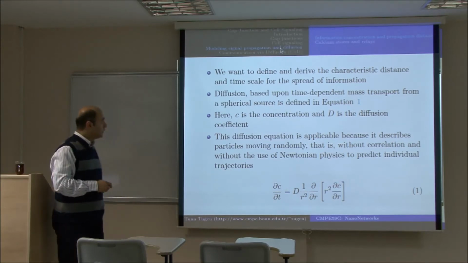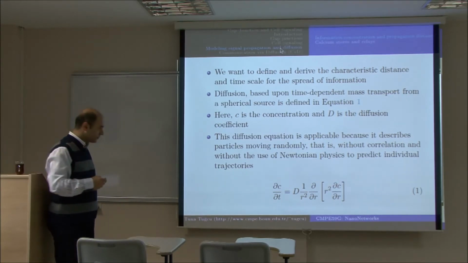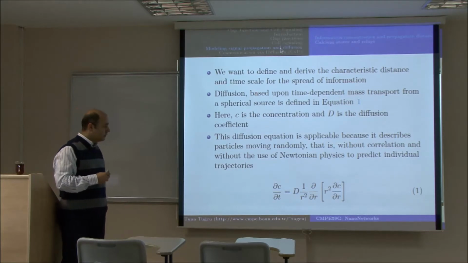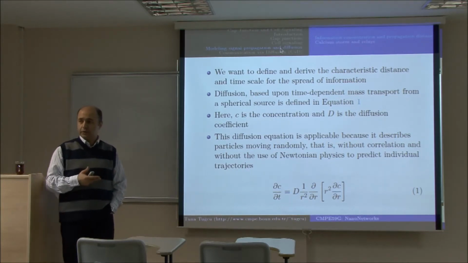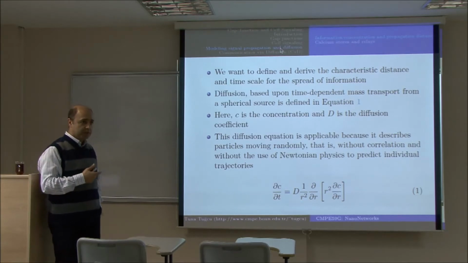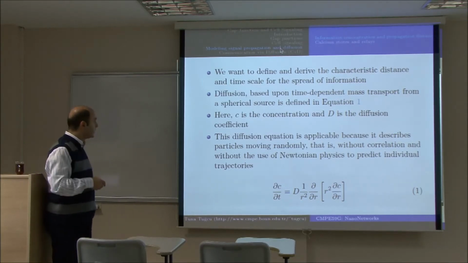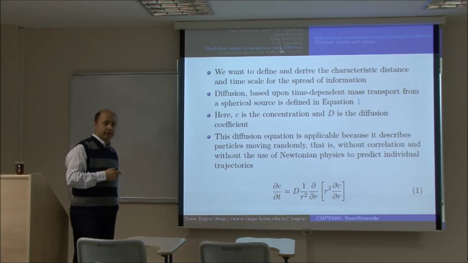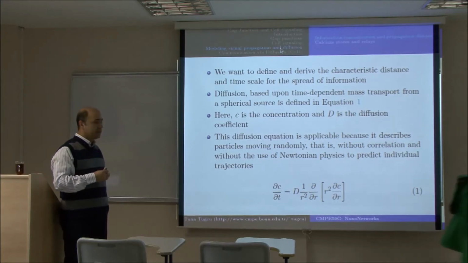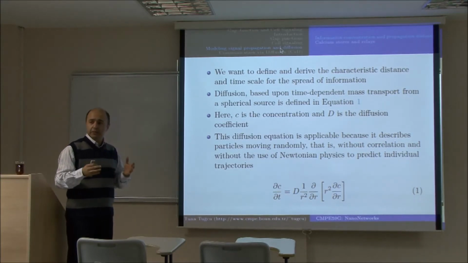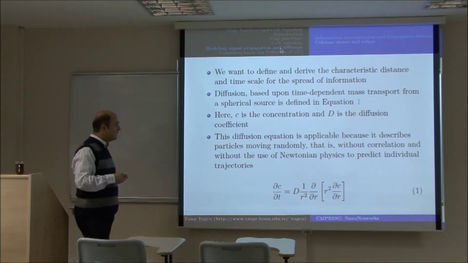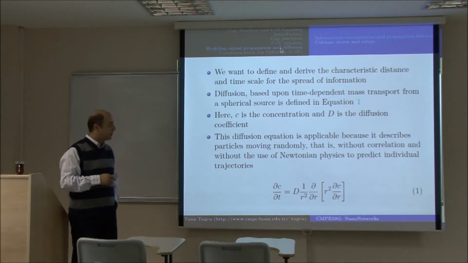So let's try to define and derive the characteristics of this communication and look at the characteristic distance of communication. We should first understand how diffusion is actually working. Remember, we discussed the Brownian motion, but let's look at it in more detail and try to formalize it. Diffusion is actually a time-dependent spread of the molecules in the environment. So there's a mass transport of the signaling molecules initiated from a spherical source for the sake of the example.